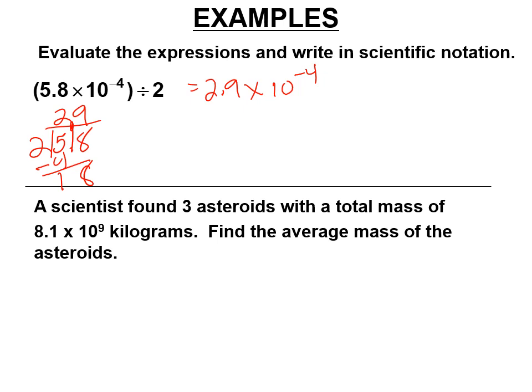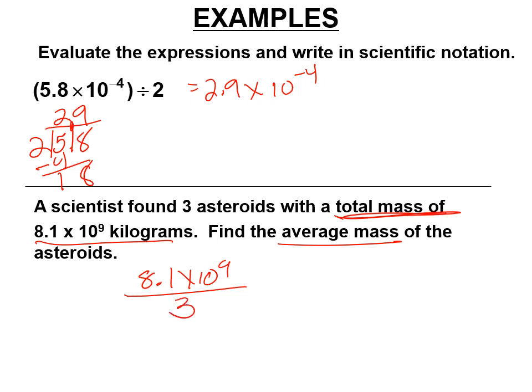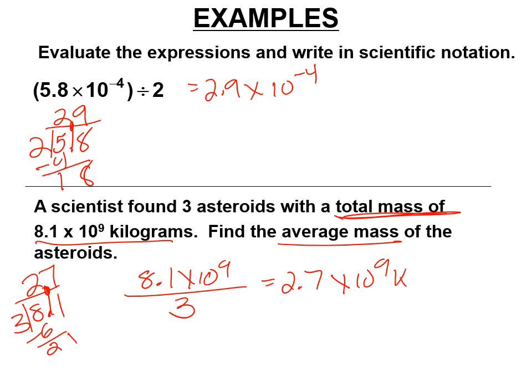Scientists found 3 asteroids with a total mass. And here we're given the total, and we're finding the average. How do you find the average? You divide. You take a number and you divide it by how many there were. So we have to do 8.1 divided by 3. 3 goes into 8 twice. 3 goes into 21 7, decimal straight up. And so this is 2.7 times 10 to the 9th kilograms.